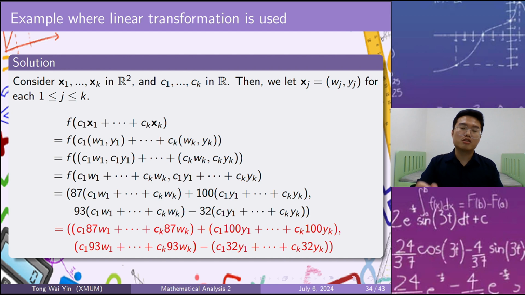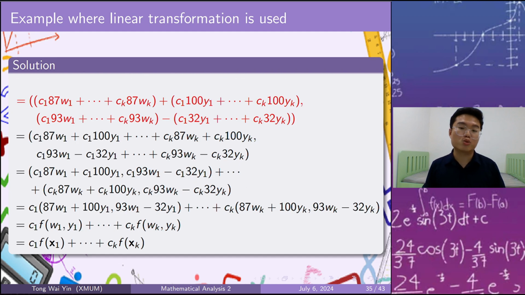Next, we distribute the constants inside the sum. We have the first element as the sum of c1 times 87 times w1 through ck times 87 times wk plus the sum of c1 times 100 times y1 through ck times 100 times yk. And the second element is the sum of c1 times 93 times w1 through ck times 93 times wk minus the sum of c1 times 32 times y1 through ck times 32 times yk. Due to the limits of the page, I will move the final row to the next page.